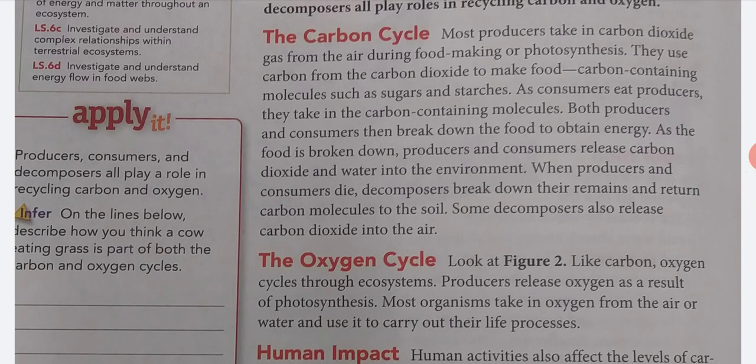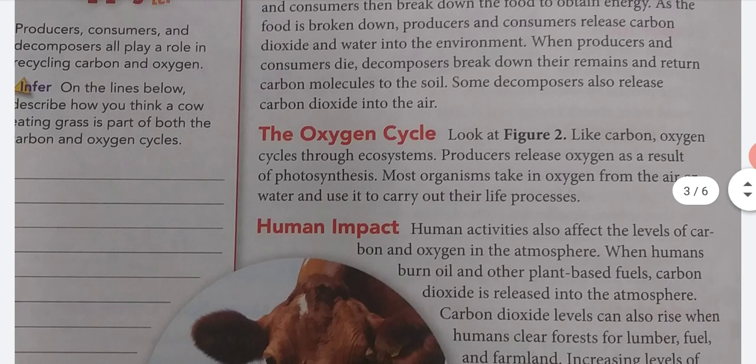The carbon cycle. Most producers take in carbon dioxide gas from the air during food making, or photosynthesis. They use carbon from the carbon dioxide to make food, carbon-containing molecules such as sugars and starches. As consumers eat producers, they take in the carbon-containing molecules. Both producers and consumers then break down the food to obtain energy. As the food is broken down, producers and consumers release carbon dioxide and water into the environment. When producers and consumers die, decomposers break down the remains and return carbon molecules to the soil. Some decomposers also release carbon dioxide into the air.